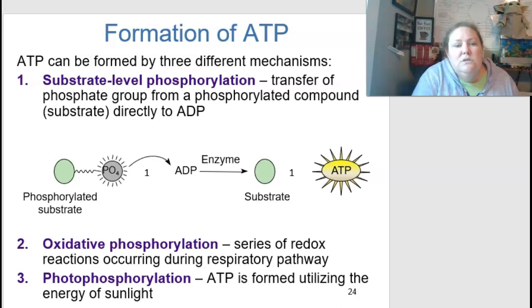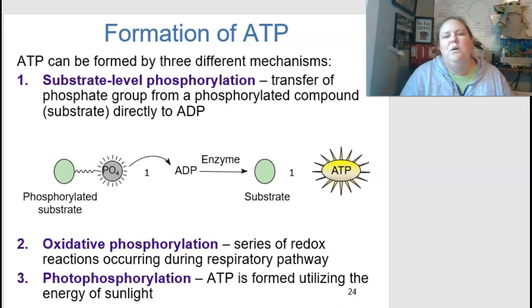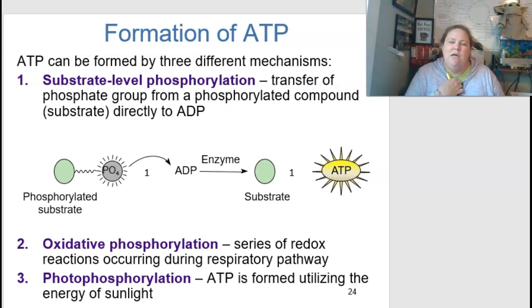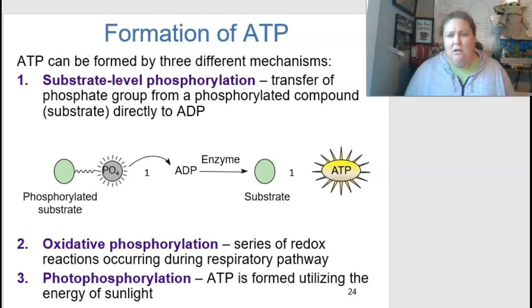Substrate level phosphorylation is a transfer of the phosphate group from a phosphorylated compound or substrate directly onto ADP. This happens in glycolysis. I teach this as quick and dirty. It's not a huge process, but it gives us a couple ATP when we need it, for instance, starting out glycolysis. Oxidative phosphorylation is more like a sit-down dinner. It's more of a process.